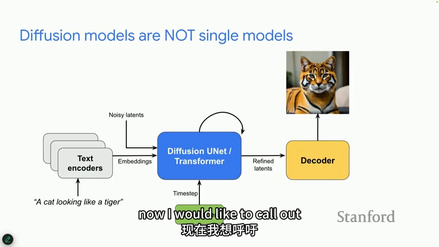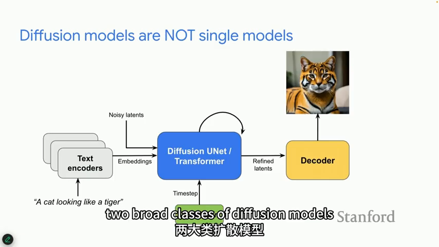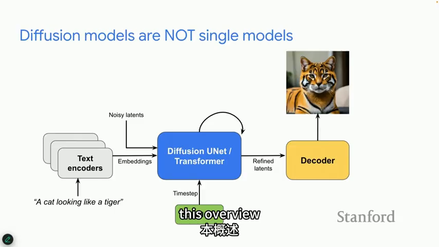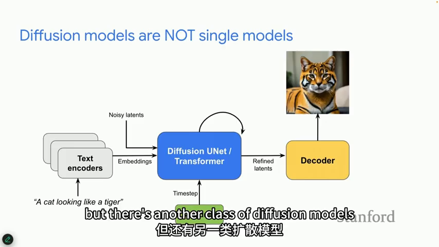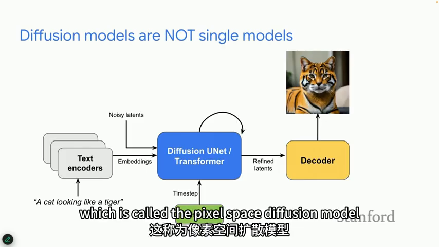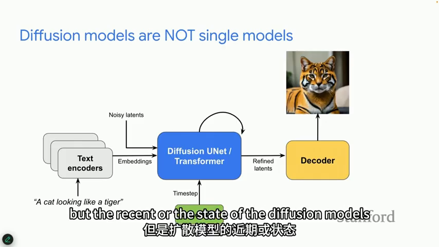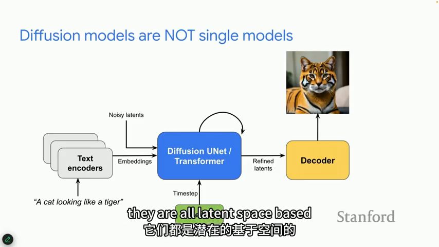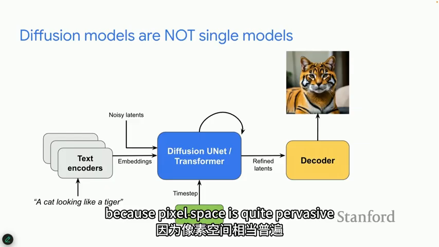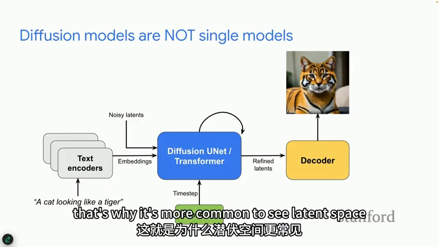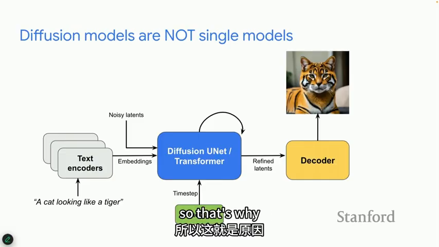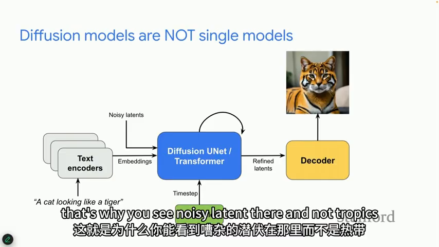Now I would like to call out 2 broad classes of diffusion models. This overview resembles the latent space diffusion models, but there's another class of diffusion models which is called the pixel space diffusion model. But the recent state-of-the-art diffusion models are all latent space based, because pixel space is quite prohibitive and computationally intensive in nature. That's why it's more common to see latent space diffusion models. So that's why you see noisy latents there and not raw pixels.